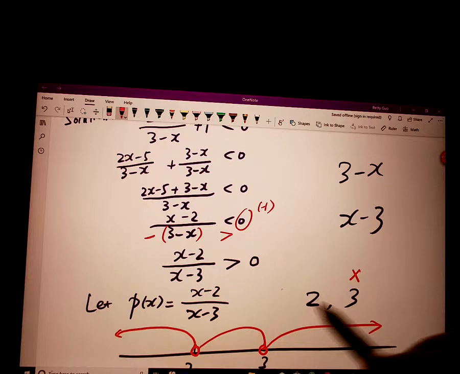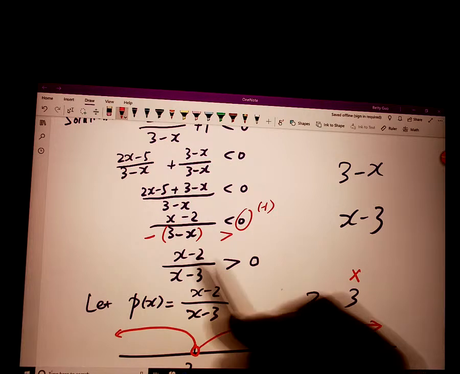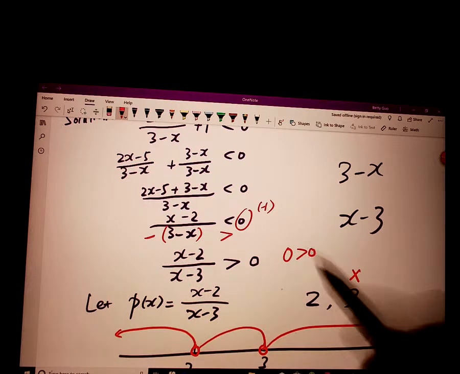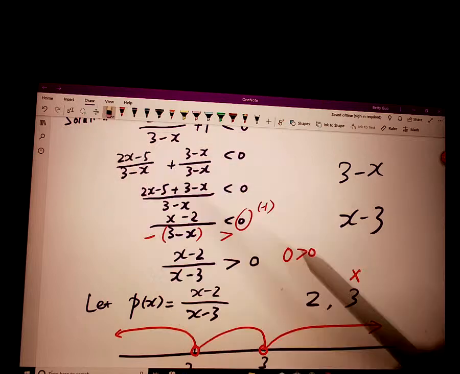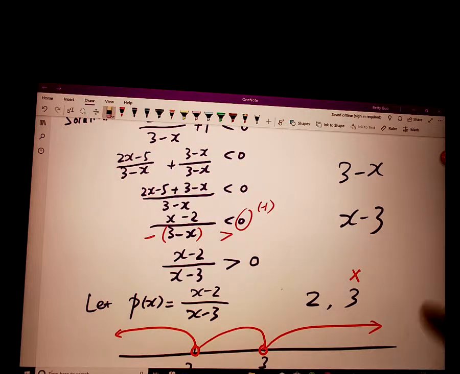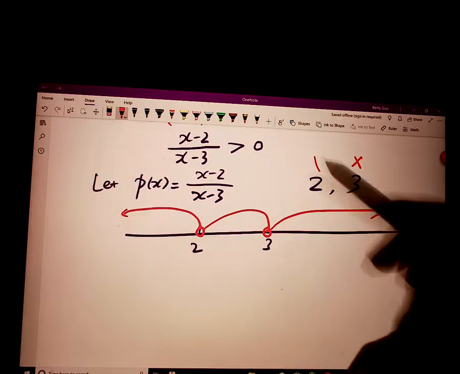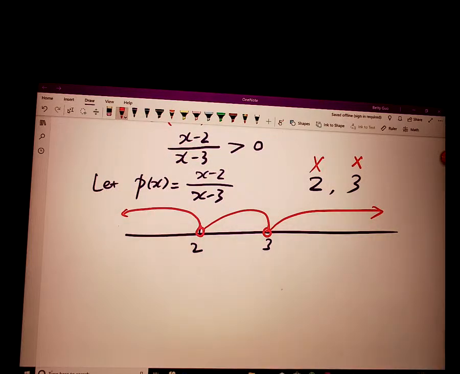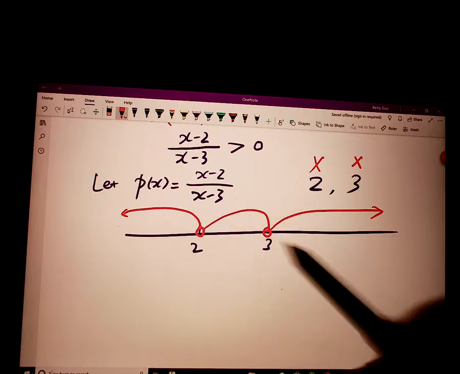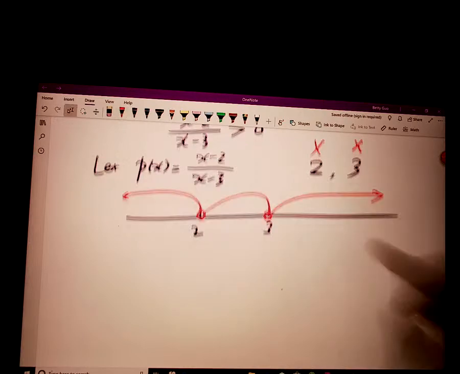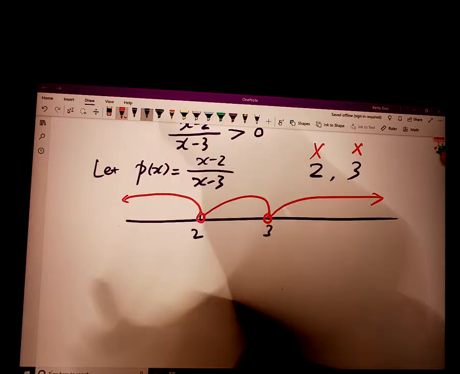And how come we exclude 2 also? Because if you plug in x equals 2, the left-hand side is 0, and then you have 0 bigger than 0. That's not a true statement. That's a contradiction. So we exclude both, and the three intervals we consider are all open intervals. Am I clear about that? Okay, so let's make the chart.